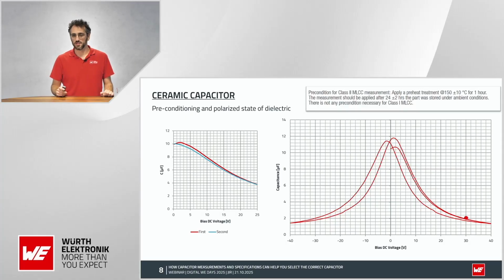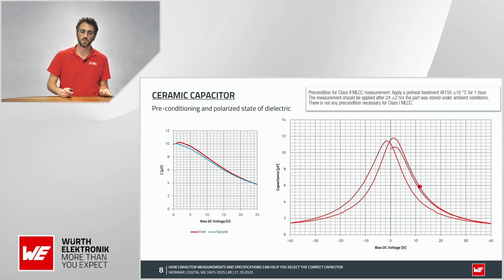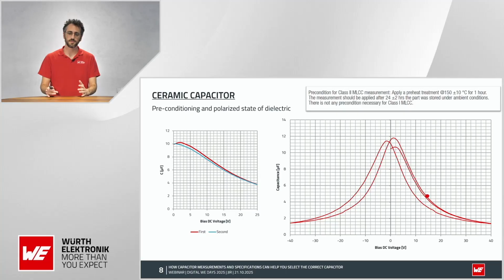I have this animation to show you what happens when we measure DC and also go in the negative range, and you can see how every time we do this sweep, we get different measurements. So we only consider the valid one when we have measured it for the first time after the preconditioning. And this is 1 hour at more than 150 degrees, and then waiting 1 day to measure.